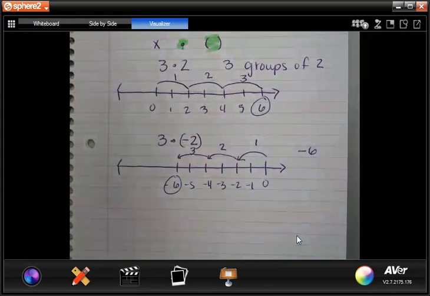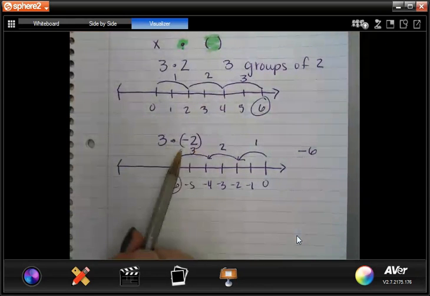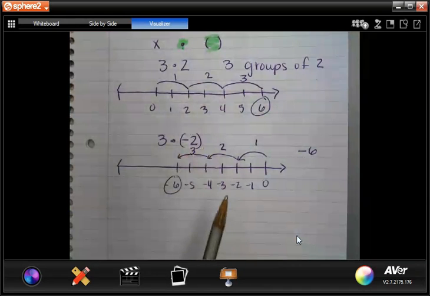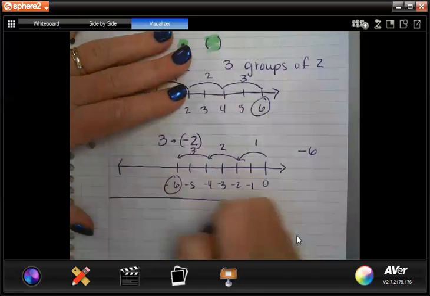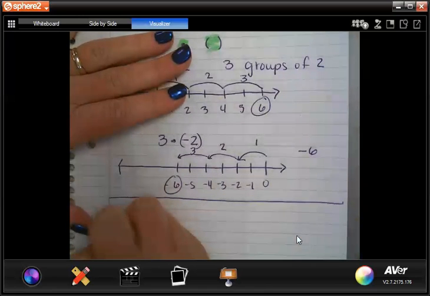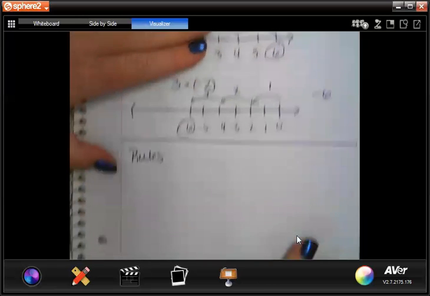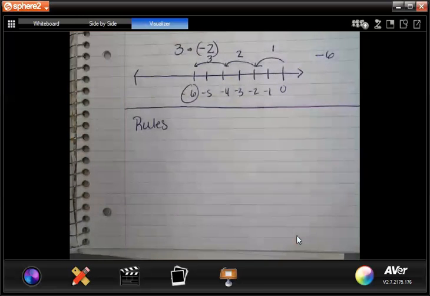Okay, so, I'm not going to show you an example of the third way because the third way is kind of wackadoo. All right, but I could flip-flop this and do a -3 groups of 2 as well. But I'm just going to cut right to the chase. I'm going to get right to the main reason about this. Here are your rules, because I know you guys learned this last year. Your rules for multiplying integers.